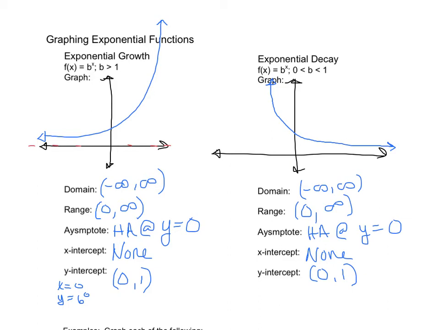I don't remember where I left off, but where I want to move from here is looking at how we're going to use our shifting and our translation rules to look at functions that aren't just in the form f of x equals b^x, but in the form f of x equals 2 times b^x, or 2 times b^x minus 4. So let's go ahead and jump down to those.